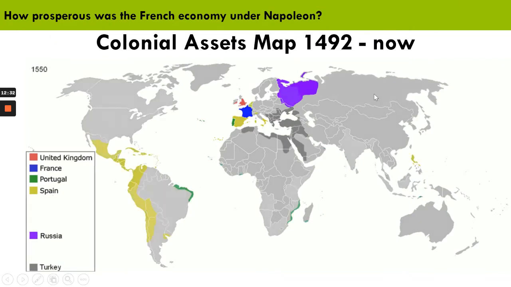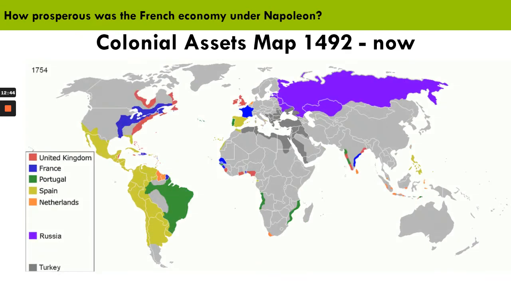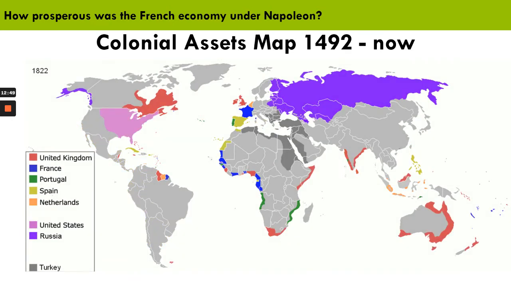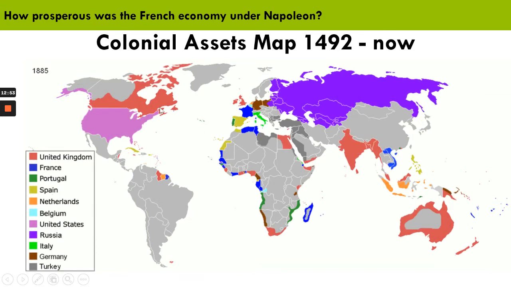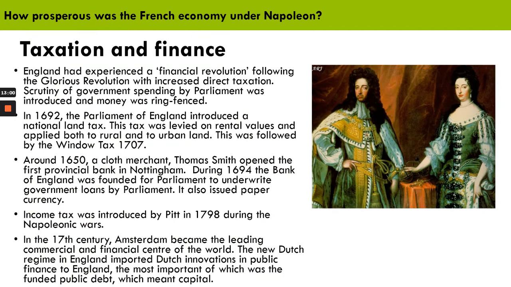So this map, as it's expanding here, you can see how colonial assets are changing, and you can see how in 1600 and after that you do see French colonial assets increase, particularly in America. Its height being 1754, before the end of the 7 Years' War. But then you can see by 1822, actually, the French have lost interest in North America. It does increase later on, obviously, in the scramble for Africa in the 19th century. But the key point there was that France does not have those overseas markets that Britain has.